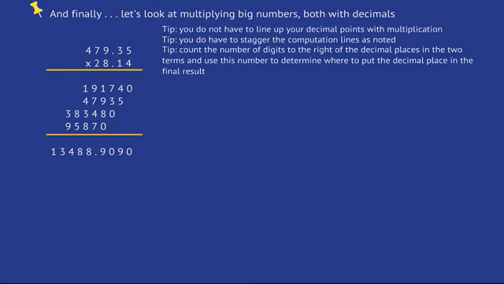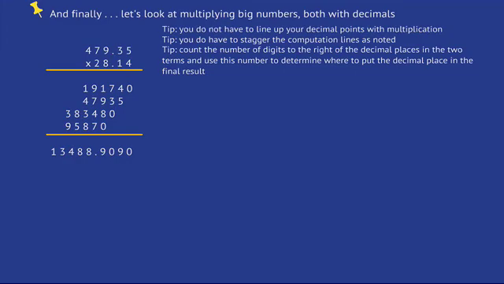And finally, let's look at multiplying big numbers, both with decimals. We have 3 tips. You don't need to line up your decimal points with multiplication. You do need to stagger the computation lines as noted, and you need to count the number of digits to the right of the decimal places in the 2 terms and use this number to determine where to put the decimal place in the final result.